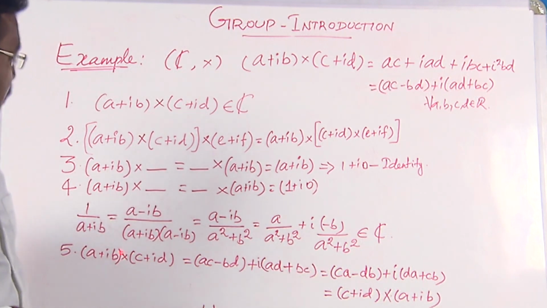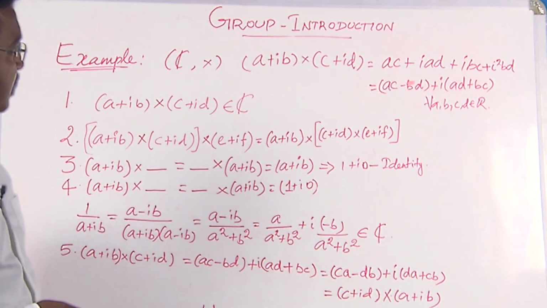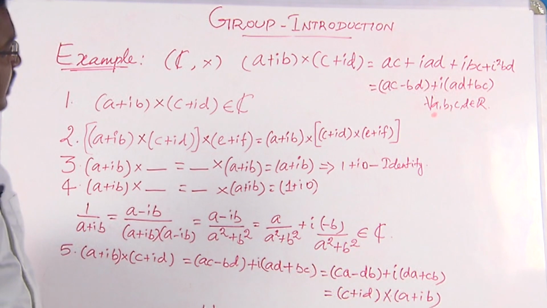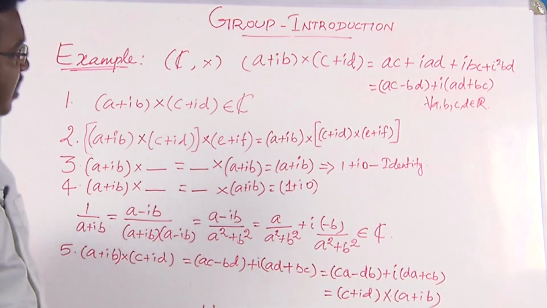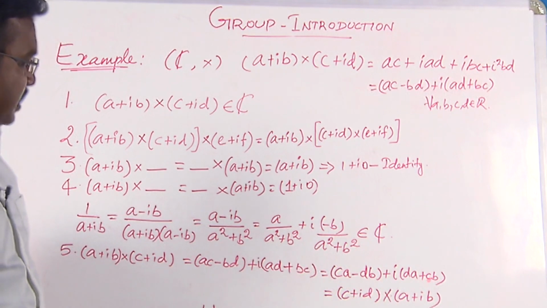Next, we move on to the last property, namely commutative. a plus ib cross c plus id is equal to ac minus bd plus i into ad plus bc, by the definition of the complex product. And now, I would like to interchange ac by ca, because this can be done since a and c are elements of the real numbers. Therefore, I can change ac by ca. Similarly, I can change bd by db. Therefore, ac minus bd. On the other hand, also ad I change by da and bc by cb.